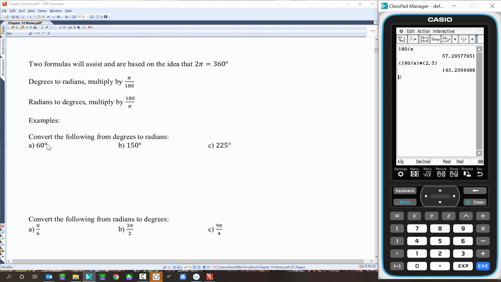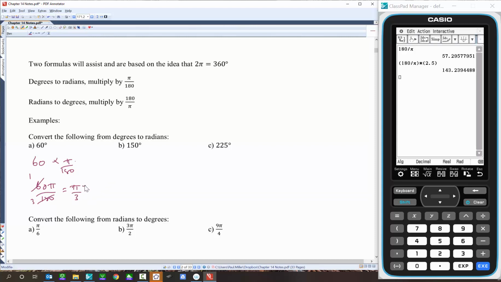So if I've got 60 degrees, I want to convert that to radians. Okay, so what I'm going to do is note that that's going to be 60 multiplied by. Now, what are we doing? We're converting degrees to radians, so what we're going to do is multiply by pi on 180. All right, so that's going to be 60 pi on 180. That's once, that's 3 times. So it's going to be pi on 3 radians.